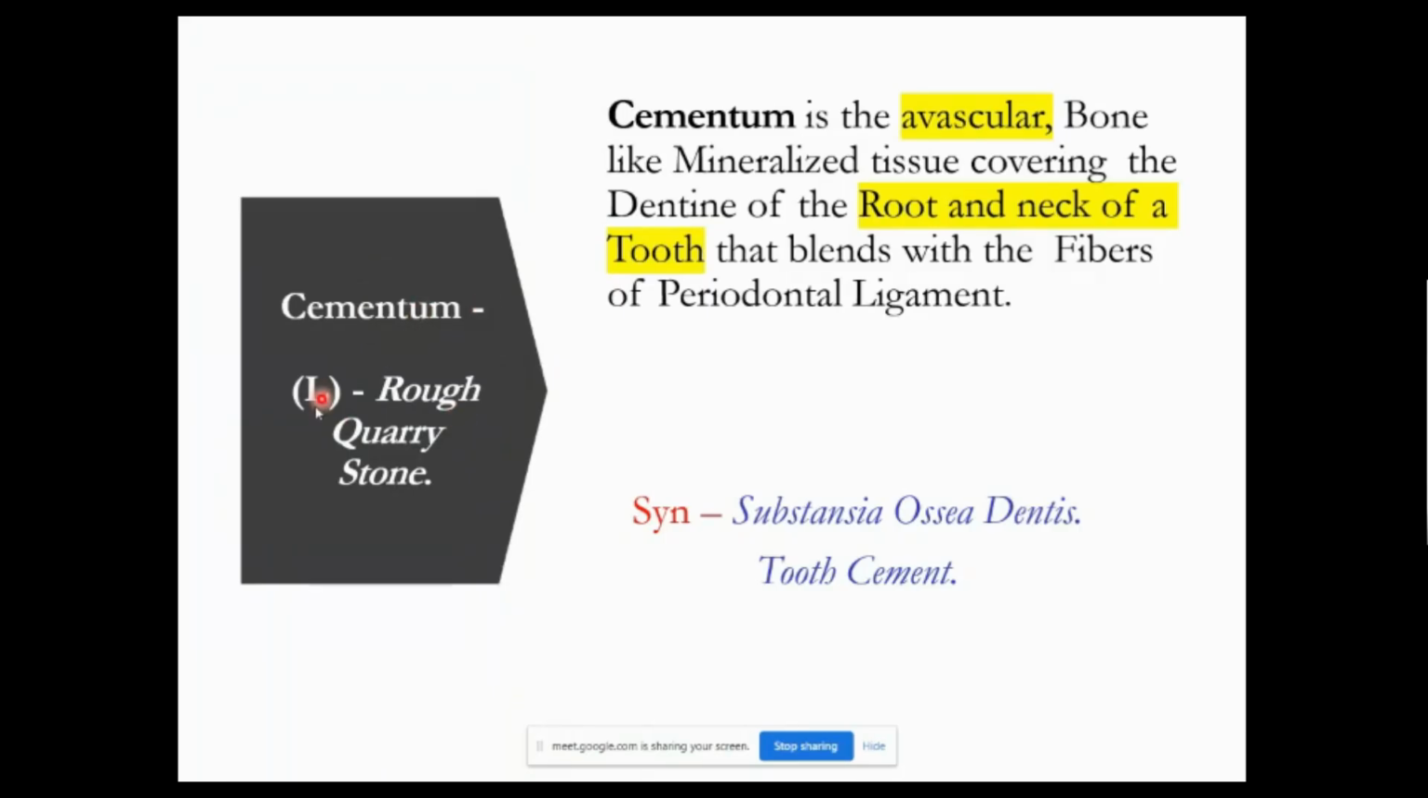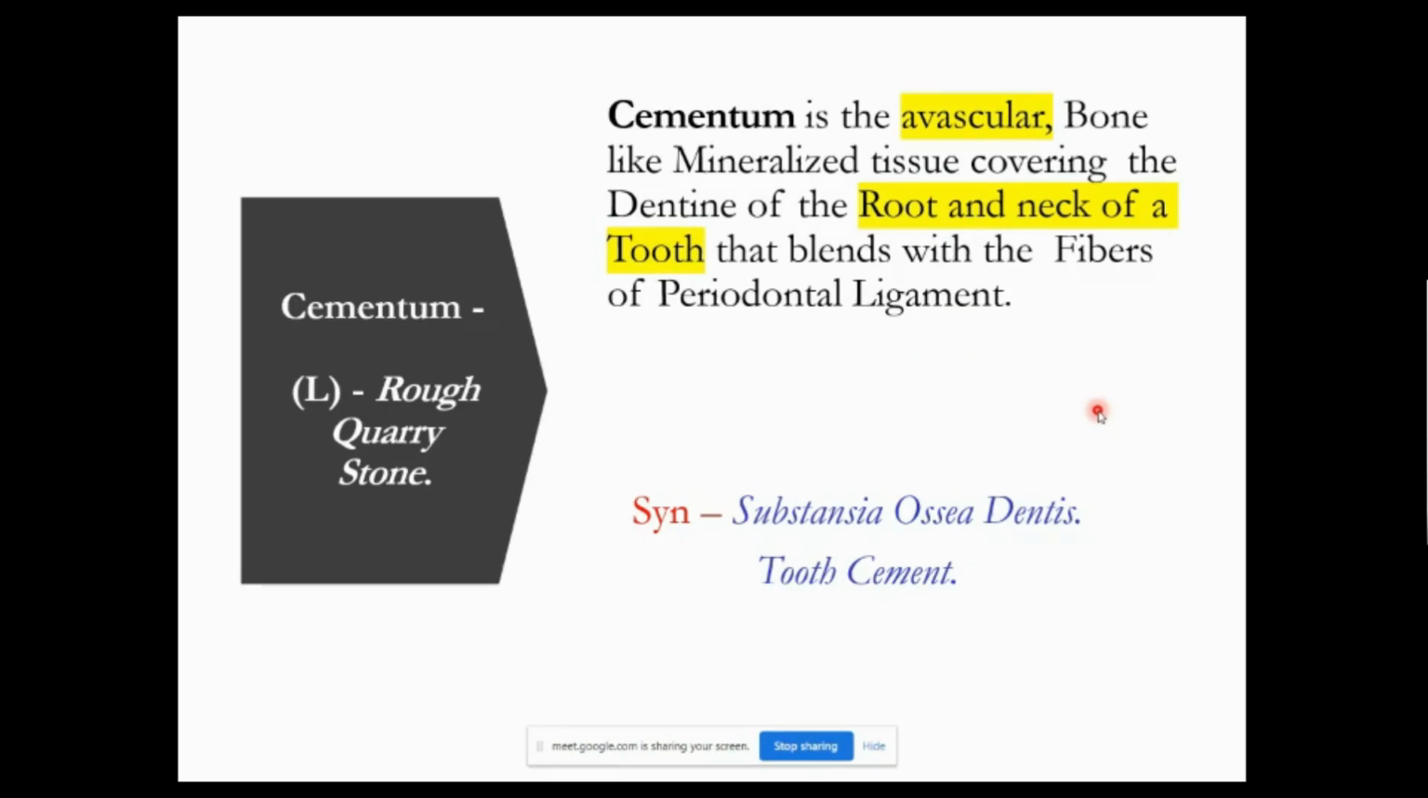Cementum is derived from the Latin word which means rough quarry stone. The most important thing about cementum is that it is avascular. It is a bone-like mineralized tissue. It has very close resemblance to the bone, and it covers the dentin of the root. The fibers of the periodontal ligament attach to the cementum on one end and on the other end to alveolar bone.